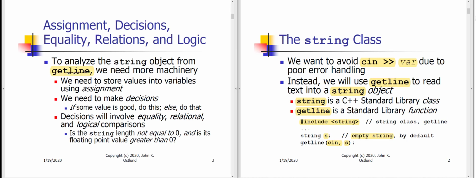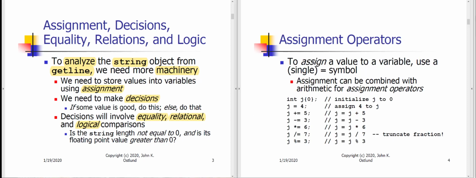Once we've used getline to read a string into some string object, we then need to analyze whatever it is that the user typed. And in order to do that, we're going to need a bunch of additional mechanisms. We're going to need to be able to do assignment of values to variables. We're going to need to make decisions about whether what the user typed was valid or not. In order to make decisions, we'll need to do equality, relational, and logical comparisons. We're going to need to find out how long a string is. We're going to need to convert from a string into a floating point value, and a bunch of other things. Okay, so first of all, assignment.